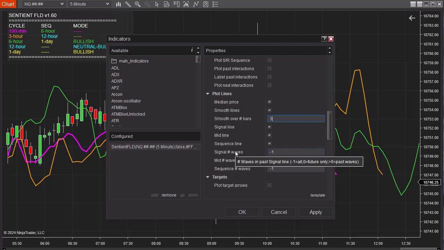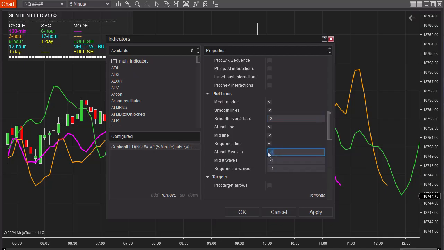If we hover the mouse over the label for the property, you can see that this number determines the number of waves in the past that each one of these lines will be plotted. A property of -1 will plot this line all the way back in the past, in other words, over all waves in the past. A number of 0 will only plot this line into the future. And if you enter a number greater than 0, that is the number of past waves that will be plotted.